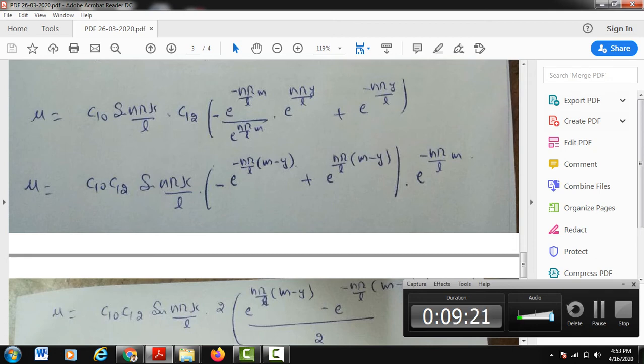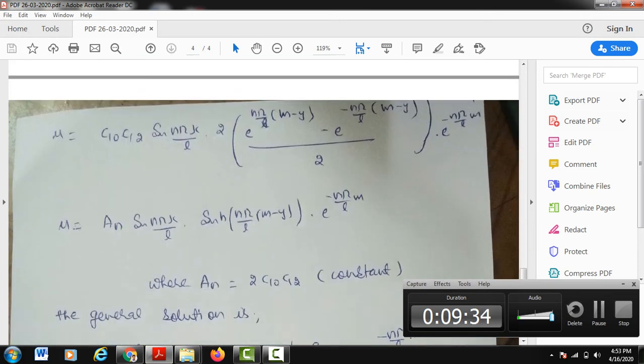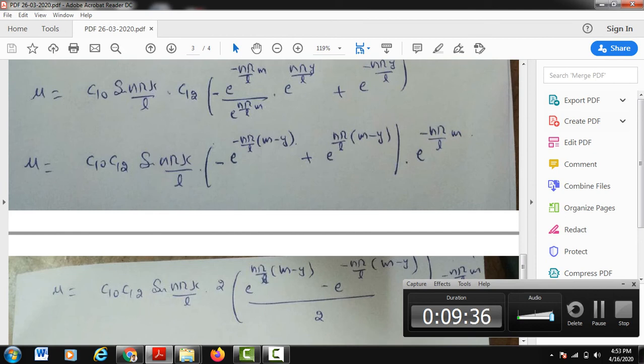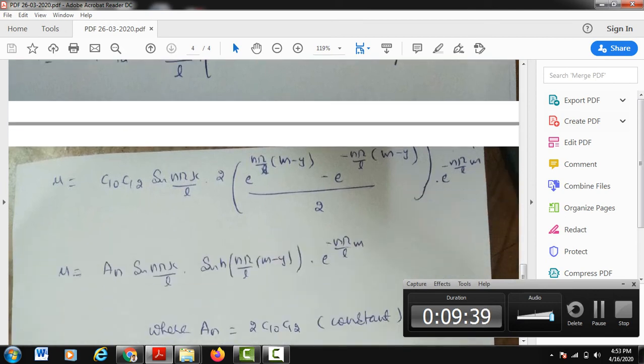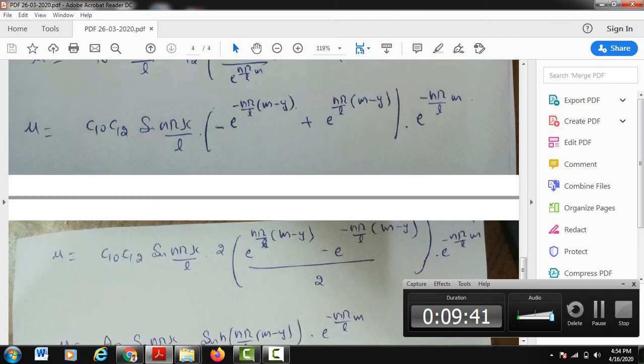I am actually taking this as the LCM, and the factor in the denominator will go into the numerator, so it will be e to the power minus n pi m over L. Okay students, so u is equal to C10 C12 sin n pi x over L times 2 e to the power n pi over L (m minus y) minus e to the power minus n pi over L (m minus y). Actually I am writing this factor first, and then this factor over 2. What I am doing here is multiplying and dividing this factor with 2, so 2 is multiplying and 2 is being divided.